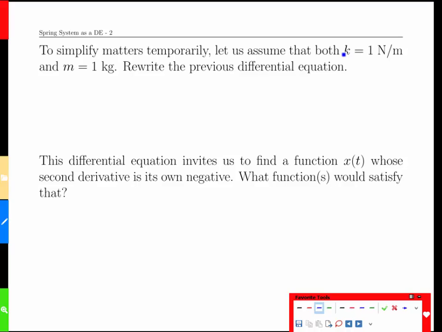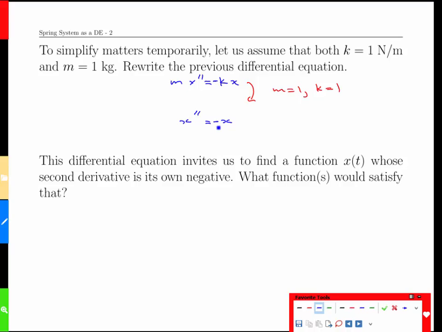Just to make life easy on ourselves, let k and m both be 1. We had m x double prime equals negative kx, and if we use both constants as 1, just to see what we get, then it turns into x double prime is equal to, oops, forgot the negative sign. So negative kx is the spring force. What we get when the mass is 1 kilogram and k is 1 Newton per meter is x double prime, the second derivative of position, or acceleration, is going to equal negative x.